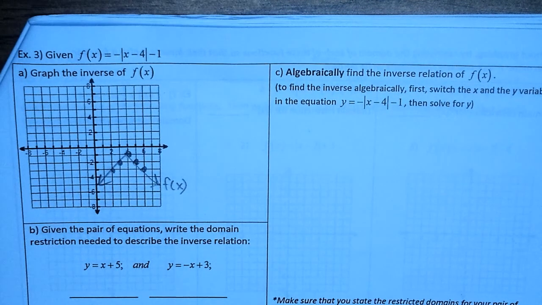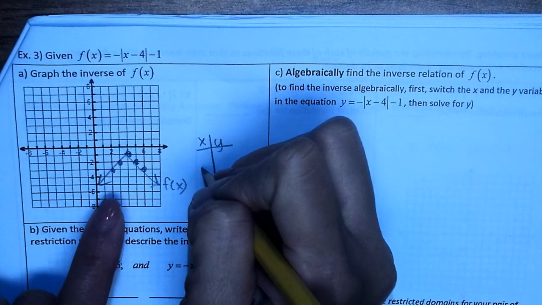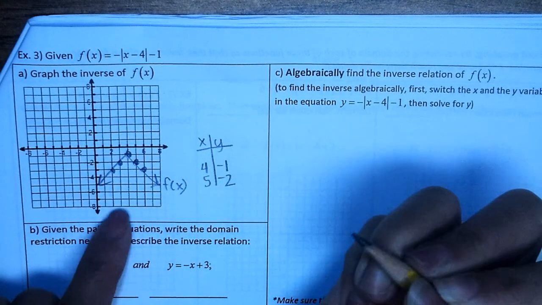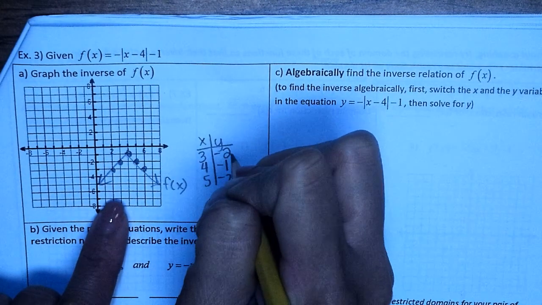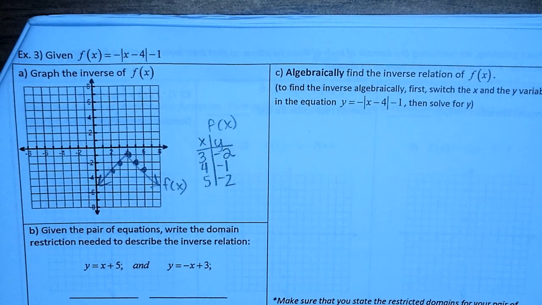Now you actually have to graph the inverse like you did on example 2. So to actually graph the inverse, you would make yourself a little table of values, including the vertex. So 4, negative 1, 5, negative 2, 3, negative 2. So that's f of x. So now go ahead and actually graph the inverse by flipping the x and the y values.